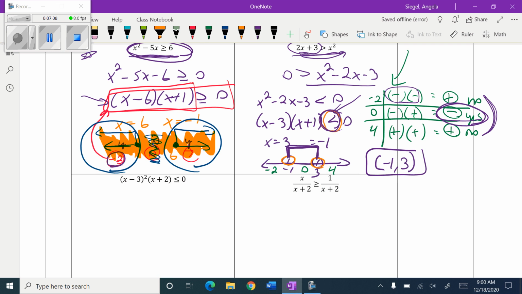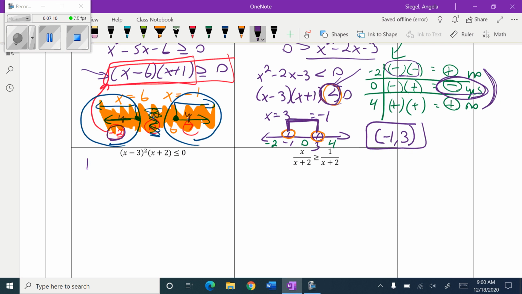Okay, so we are going to do the same thing on this one. Go ahead and try it and see what you get. And don't let this 2, the squared, scare you. It's still like our boundaries are still going to be x equals 3 and x equals -2.